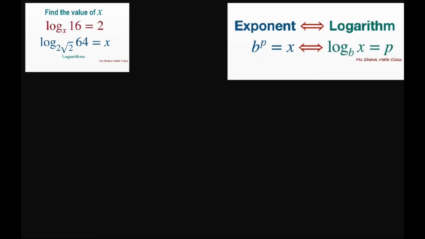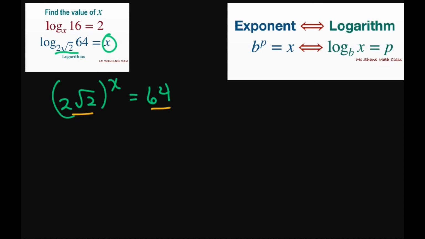Same thing. Let's look at this. Let's rewrite it. So that's your base. So we're going to write 2 square root of 2. Your power is x equals 64. All right. So we want to get the same bases here so we can solve this.